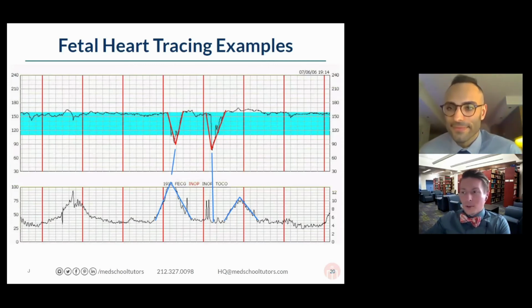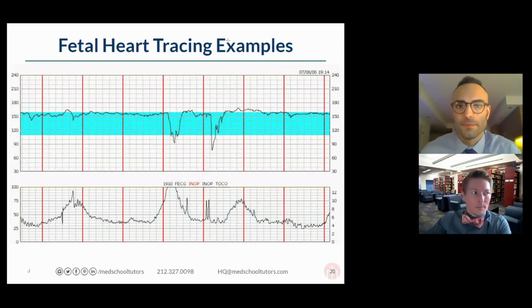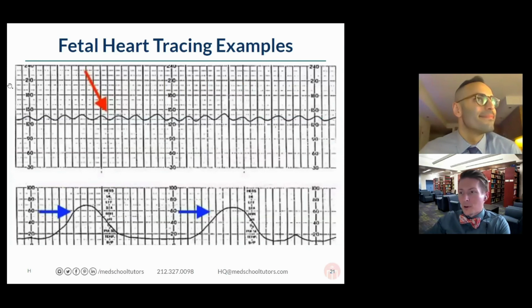And remember, we're going to pay more attention to these variable decelerations if more than half of the contractions yield variable decelerations, or basically if we're seeing a greater ratio than 50% between those. So we do not want to see a lot of variable decelerations, but we're okay with seeing some of them. All right, so Sam, I'll kick it off to you for another tracing example here.